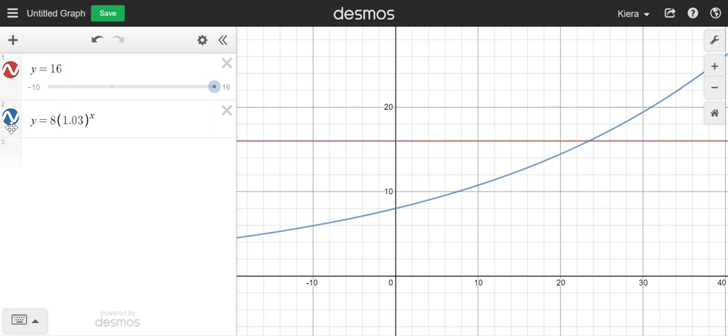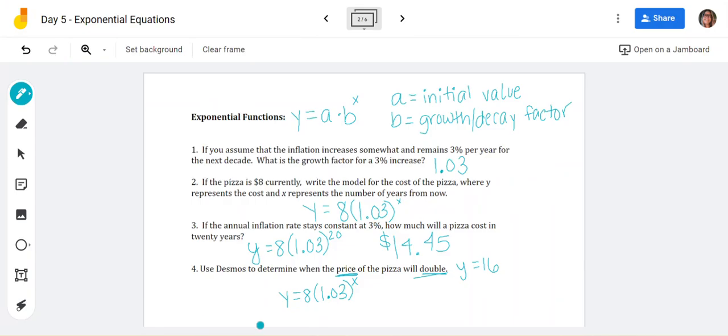I know I'm looking for red and blue because those are the colors on the side, and I'm looking for where they intersect. So they both equal 16 when x is 23.45. So I would know x equals 23.45. So in 23.45 years is when the price of the pizza would double.